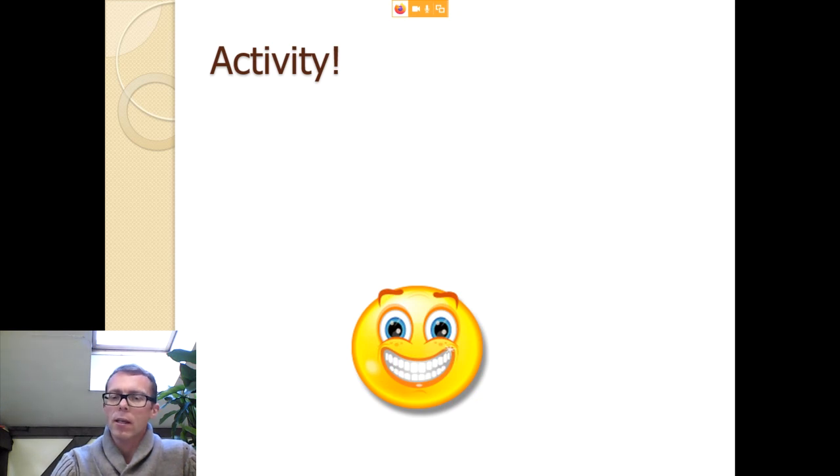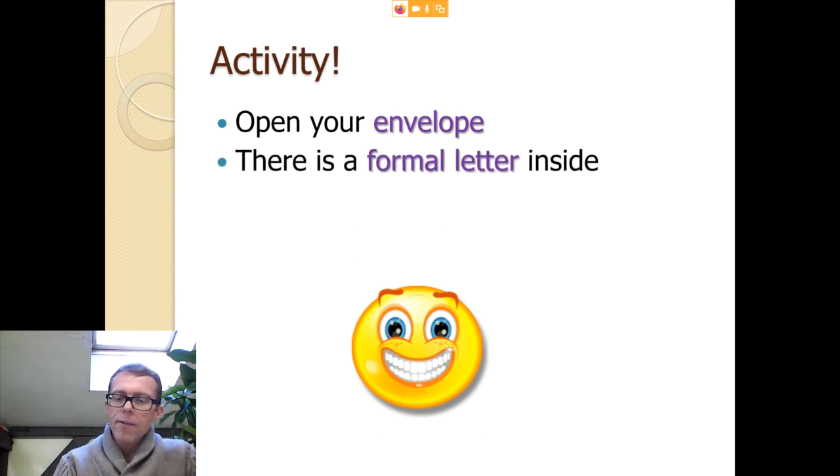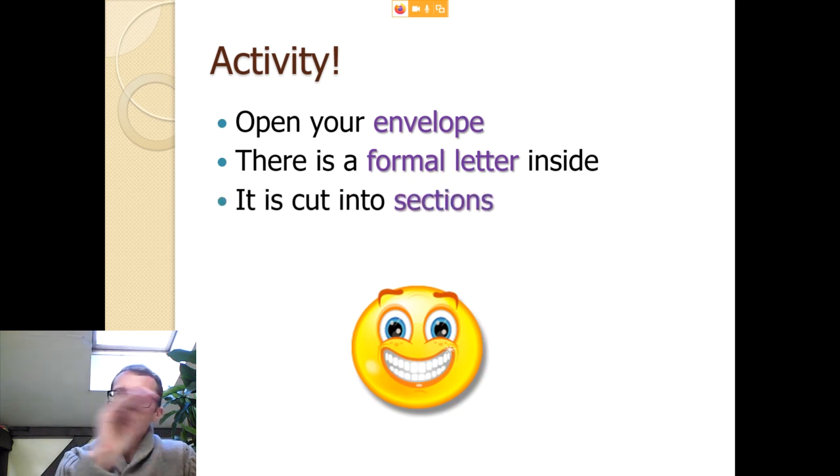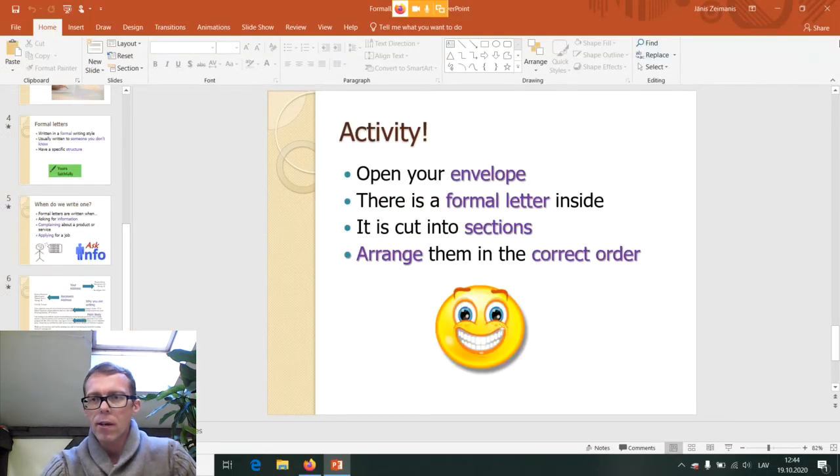And now the practical activity starts. You will not have an envelope as it says here, but you have the file that is entitled formal letter 9. There is a formal letter on it. It is not cut in sections, but it's placed in illogical sections. I want you to arrange that in the correct order, as much as it's possible. It looks like this.